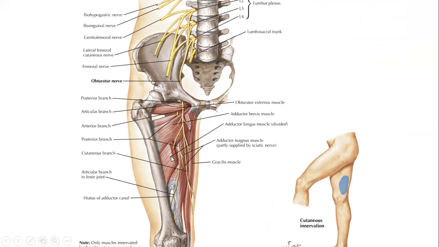Adductor longus muscle is also supplied by the obturator nerve, and its action is adduction of the thigh at the hip joint.